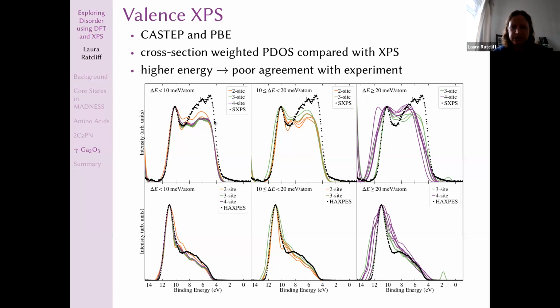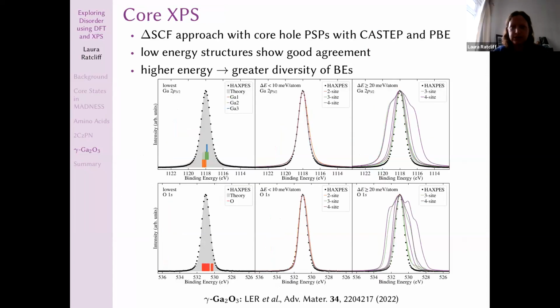So although this is useful for telling us that, yep, the low energy structures are definitely better, we can't necessarily say whether it's definitely a 3-site structure or 4-site structure, or whether one structure might be slightly better than another. And then we also looked at the core states. So here we did DeltaSCF with our core hole pseudopotentials with the CASTEP PBE functional.